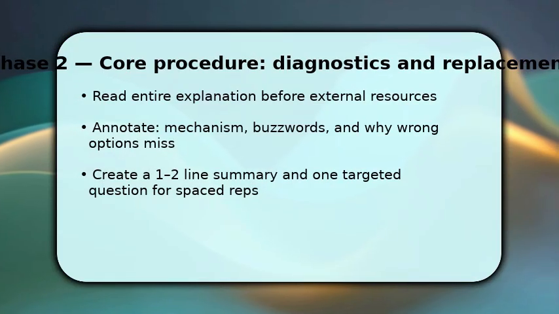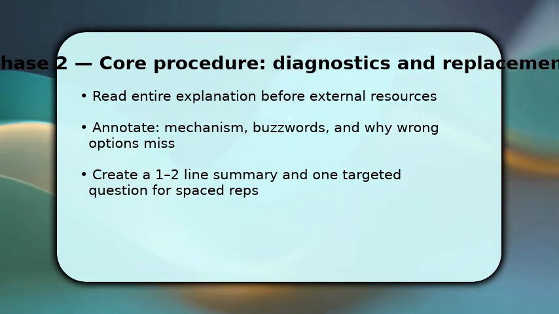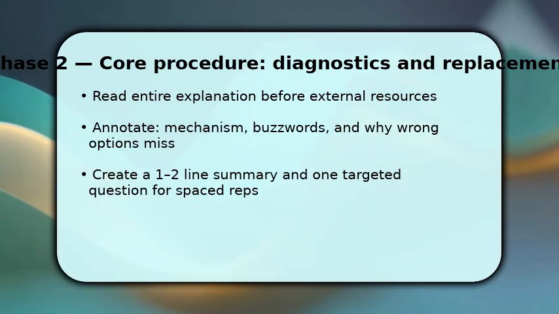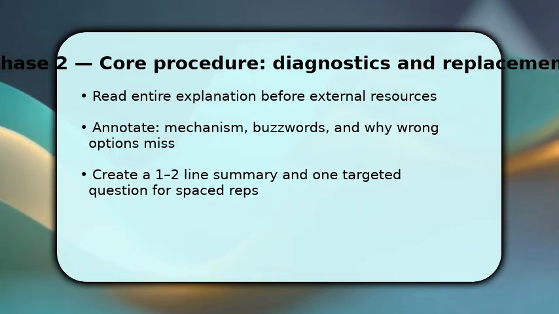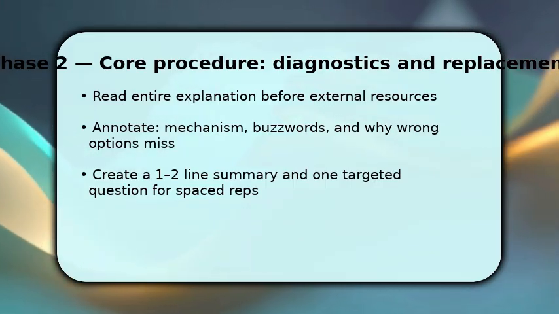You now dive into the explanation. Read the full rationale and analyze the mechanism. This explains why the answer fits. Then, reevaluate each distractor and note precisely why it is wrong. After that, supplement only if a knowledge gap persists, use a concise source, and update your notes.